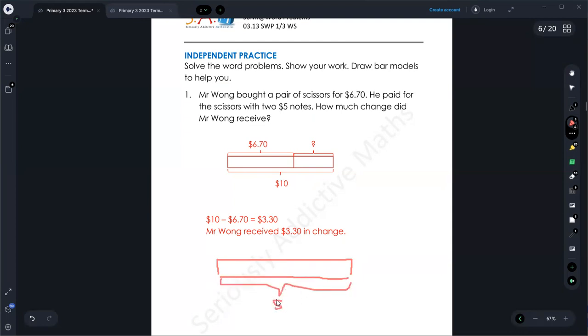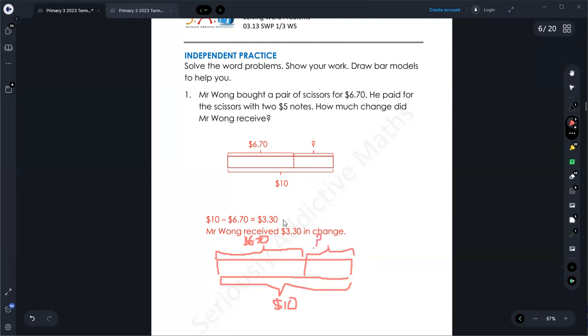Okay, right, this way. And he bought a pair of scissors for $6.70, so that's part of it. Right, so this is $6.70. And then let's see, how much change did he receive? So this is the change, right? This is what he gets back, right? And then put a question mark.